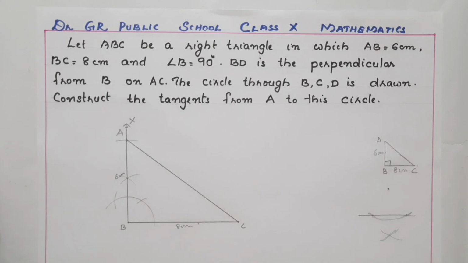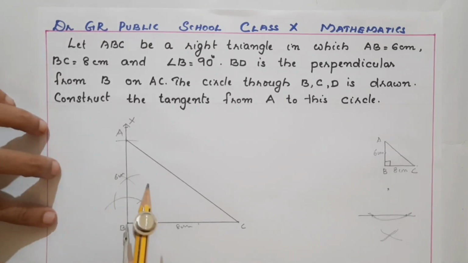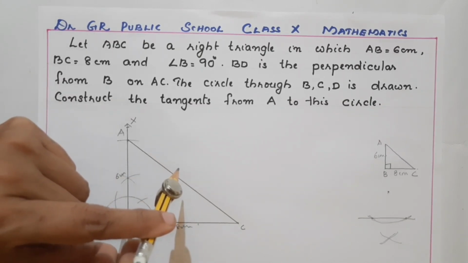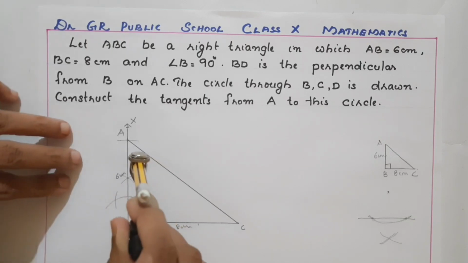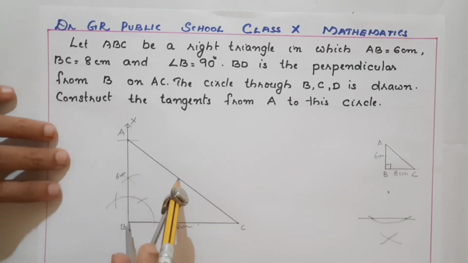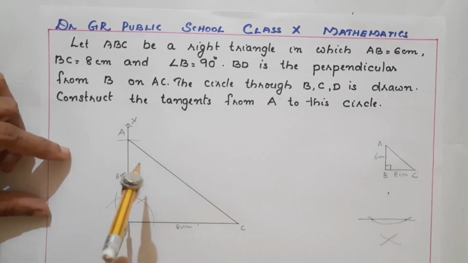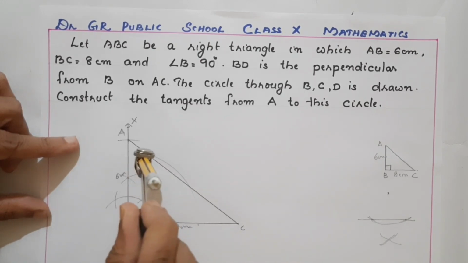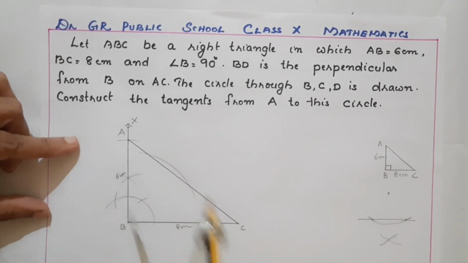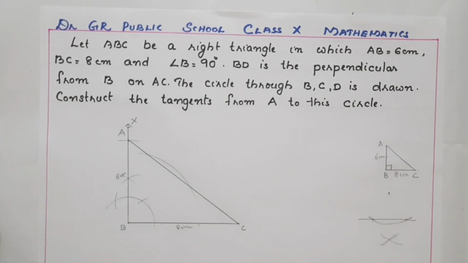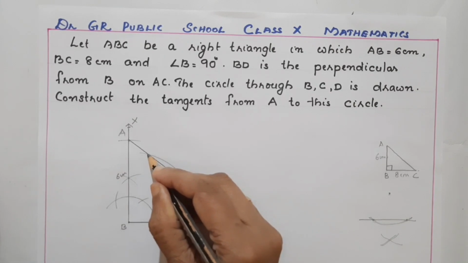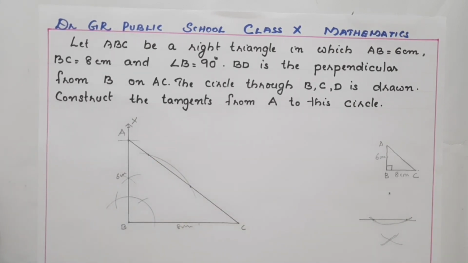Okay, so what we have to do? Fix the compass at B and take any suitable radius. When we draw the arc, it should cut AC at 2 points. So I am taking this much radius. Here, drawn the arc, and you can see the arc is intersecting at 2 points. Okay, at these 2 points.